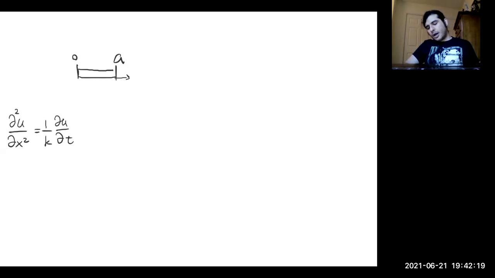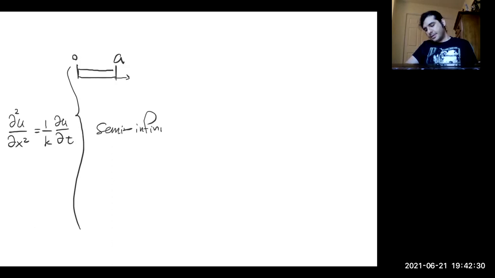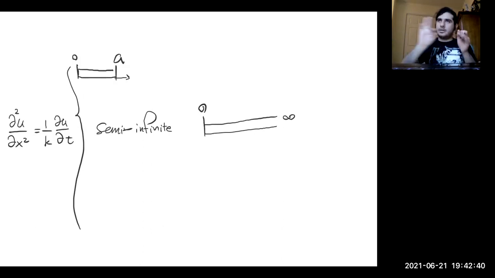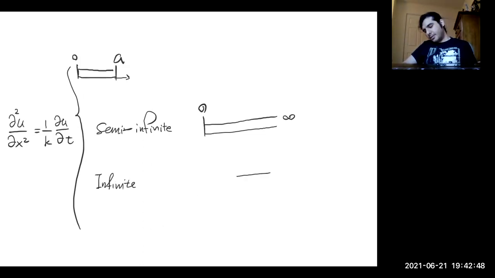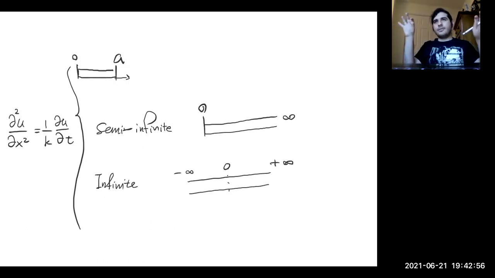Now there are two other cases. It's either finite, which we have already seen, or it's semi-infinite, where the bar looks like this. It's bounded from the left, but from the right it goes to infinity. There is no bound on the right-hand side. And the other one is infinite in both directions. So the bar looks like this: on the left it goes to minus infinity, on the right it goes to plus infinity, right?